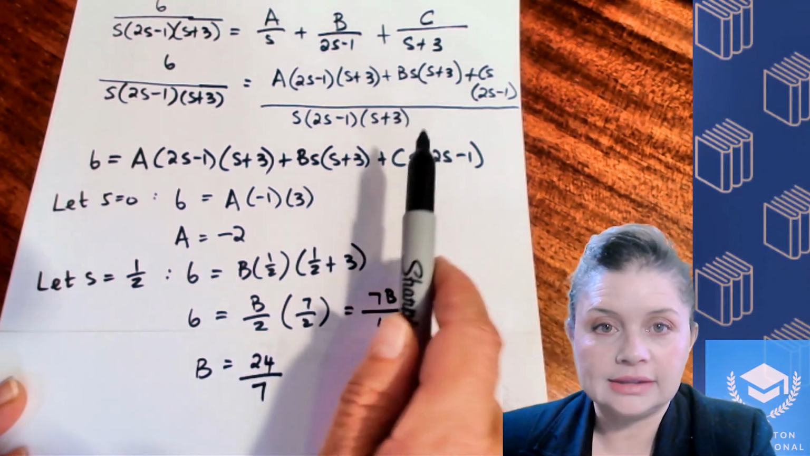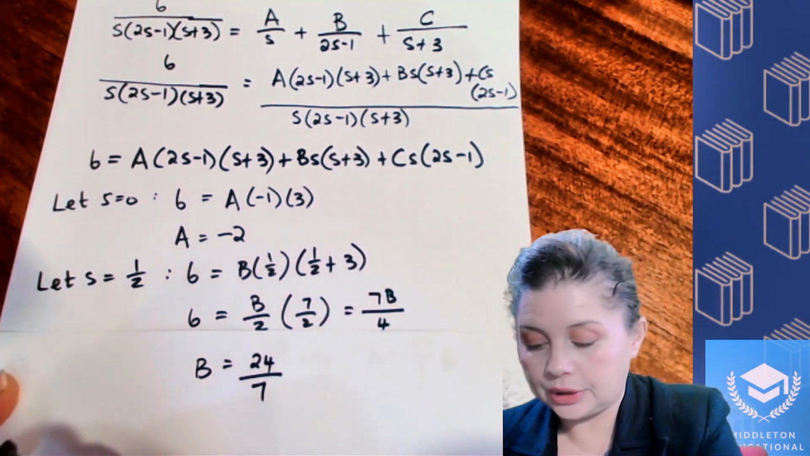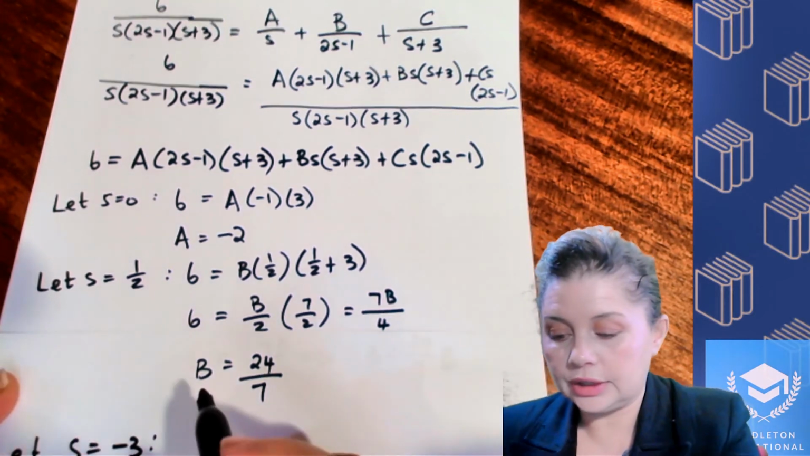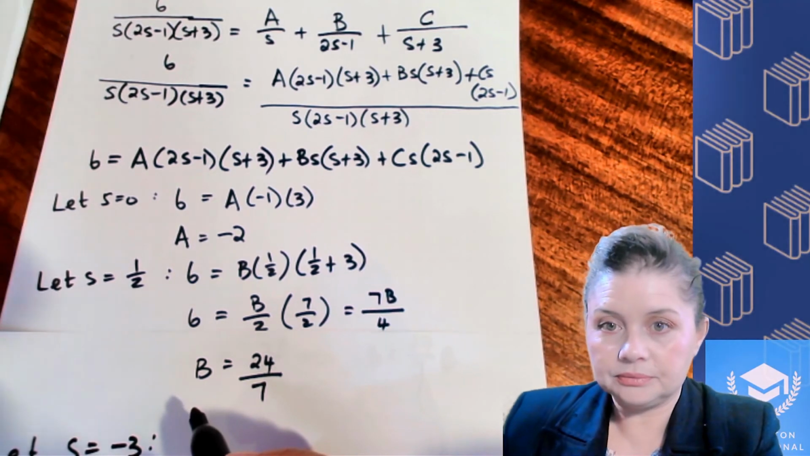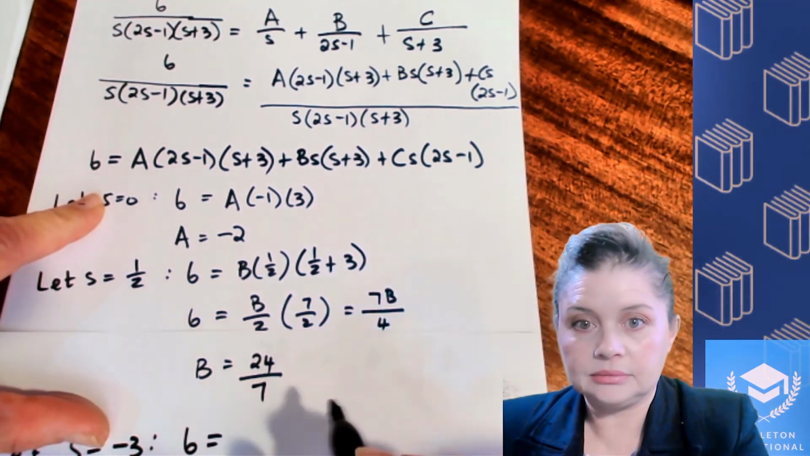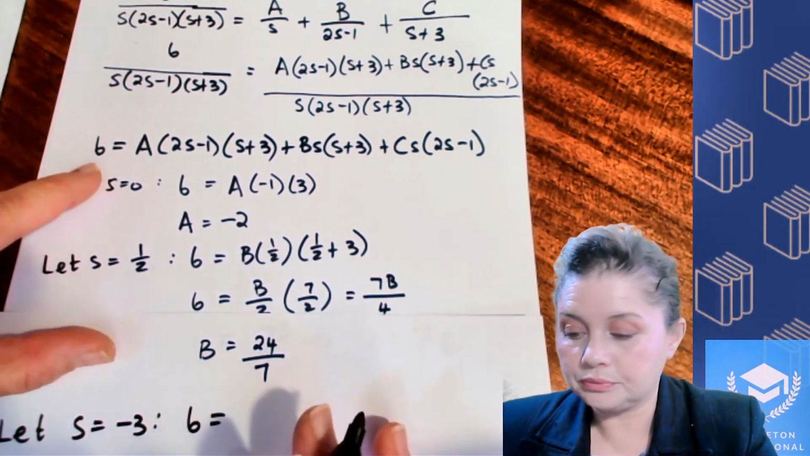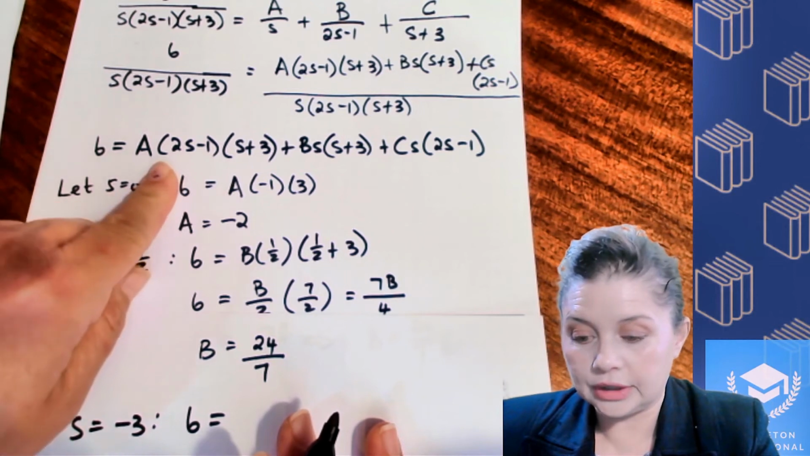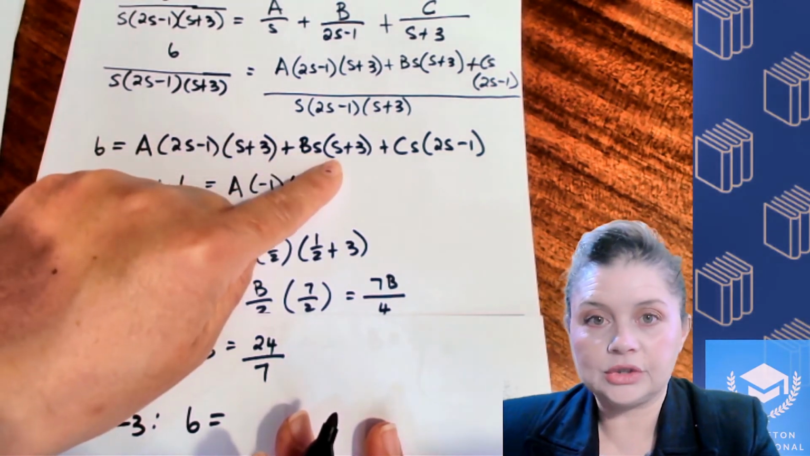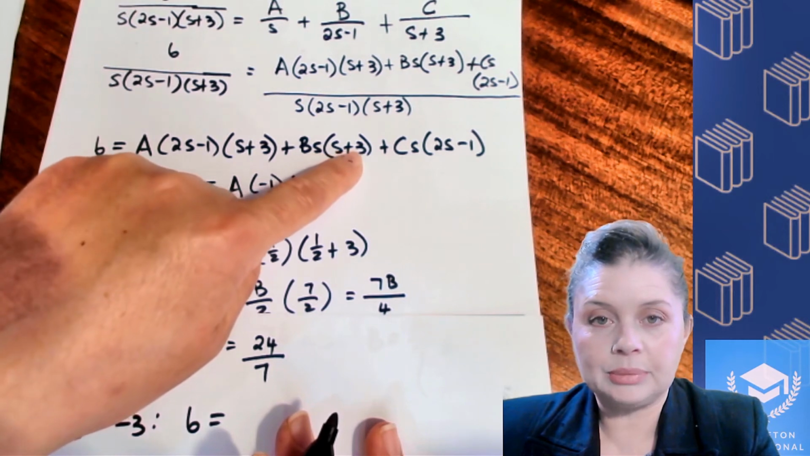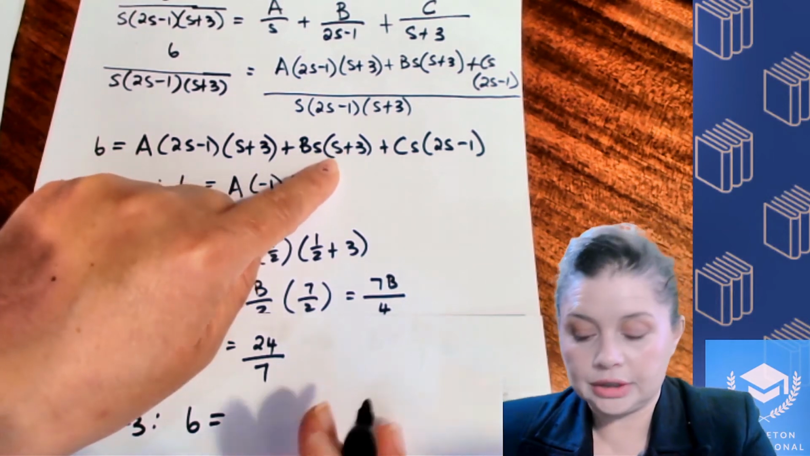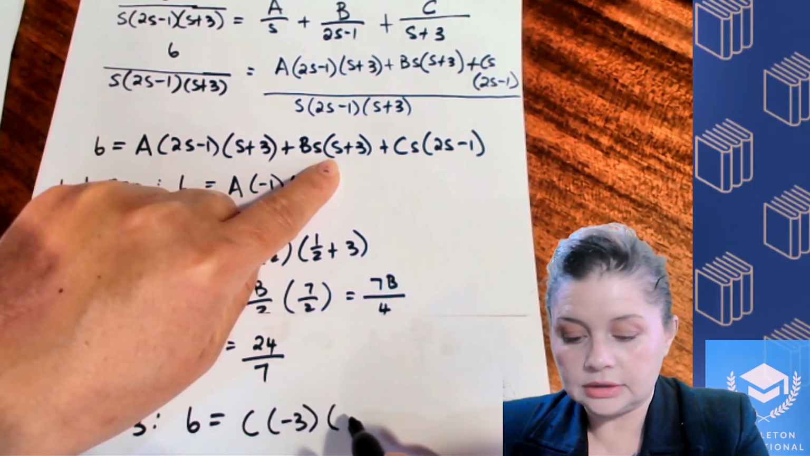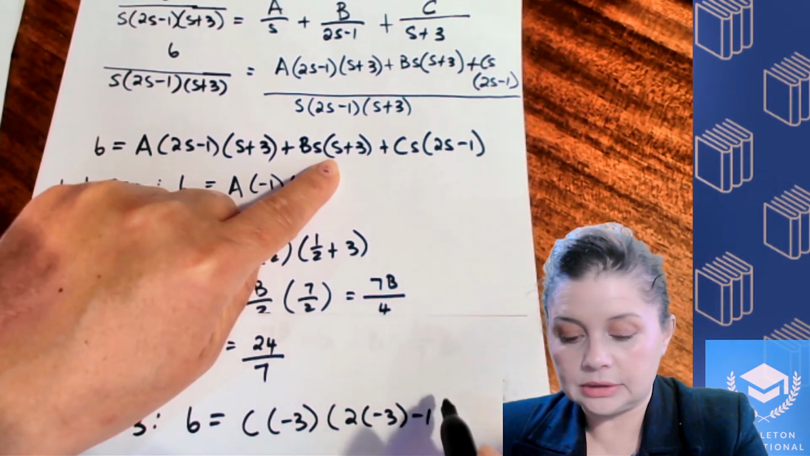And in order to find C, I'm going to substitute in minus 3. I'm going to say let S equal minus 3, which means that I've got 6 is going to be equal to minus 3 in here. It means the first term is going to add up to 0. Minus 3 in your second term, you're going to get minus 3 plus 3. So the second term is going to add up to 0. So then I'm just left with the third term. And it's going to be 2 times minus 3 minus 1.